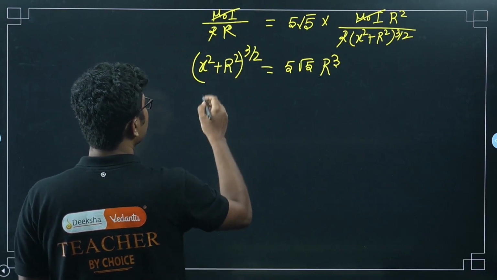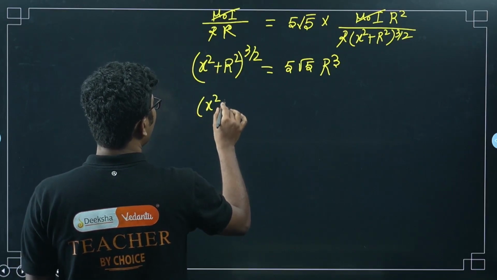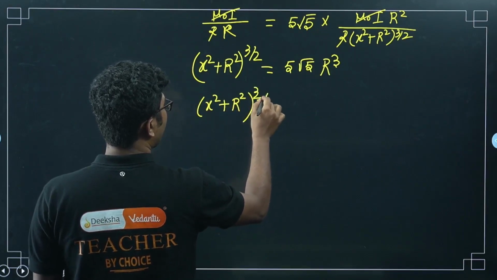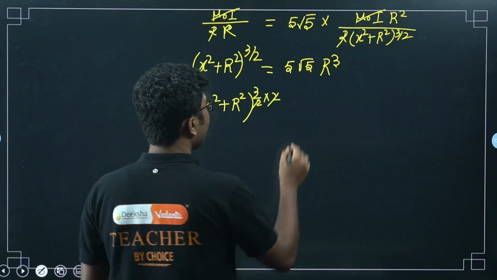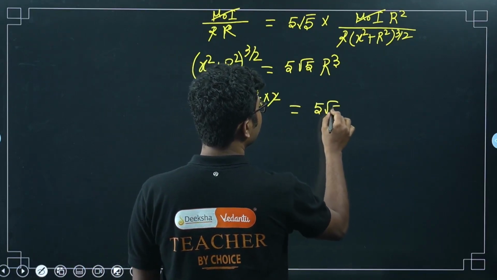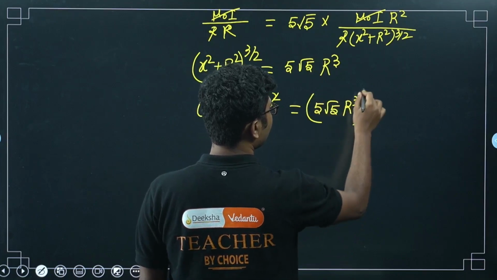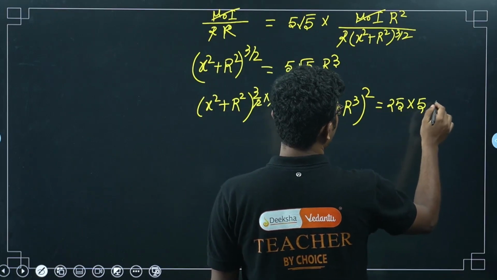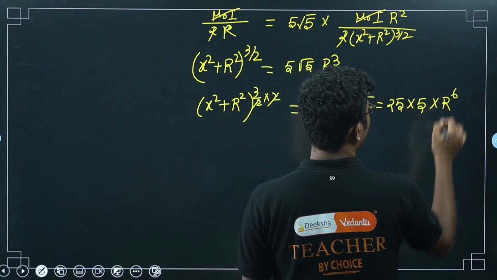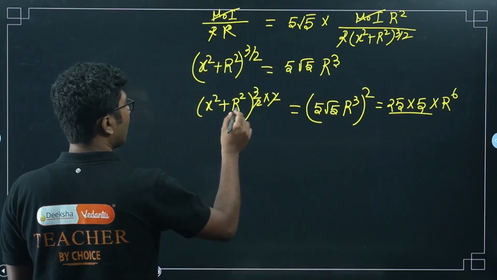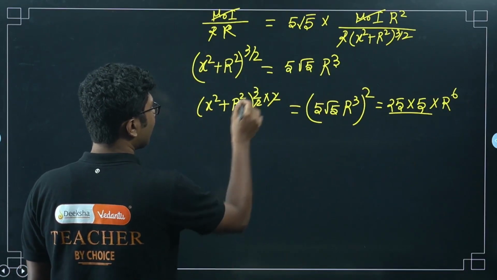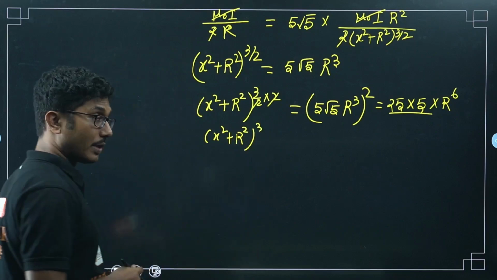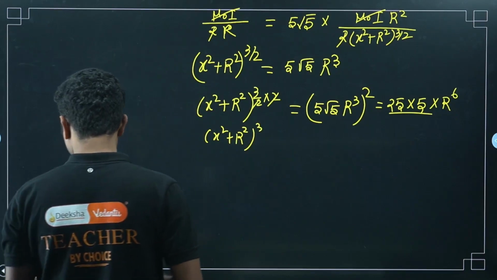So what do we do to take care of this by 2? In this case, we will square both sides. Squaring both sides means this will cancel, right? Here I will get 5 root 5 r cube whole square, that means 25 times 5 times r to the power of 6, right? Now we got x square plus r square whole cube, right? To remove this cube we have to use cube root on both sides.